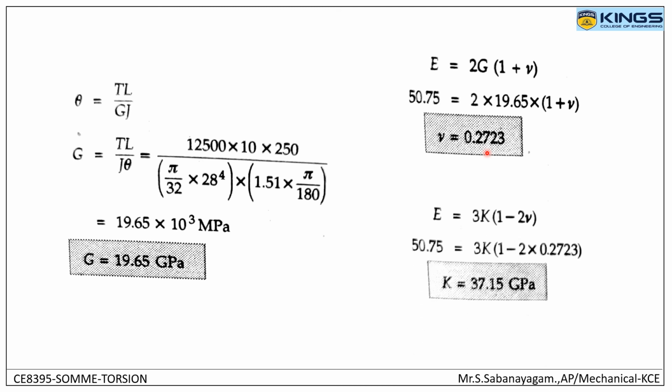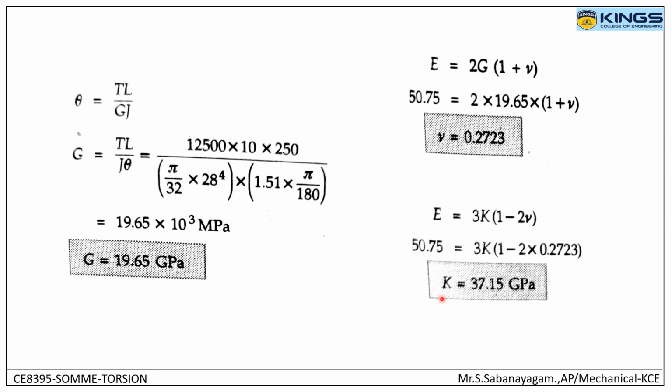And finally the bulk modulus, so it can be obtained from this relation. So nu is found out, Young's modulus is found out, and the only unknown is k, that is bulk modulus. E is equal to 3k into 1 minus 2 nu, right? This is the relation between the Young's modulus and the bulk modulus, right? So 50.75 is equal to 3 into the value of k should be found out, 1 minus 2 into nu is 0.2723. So on solving this relation we will get k, that is bulk modulus, equal to 37.15 gigapascal.